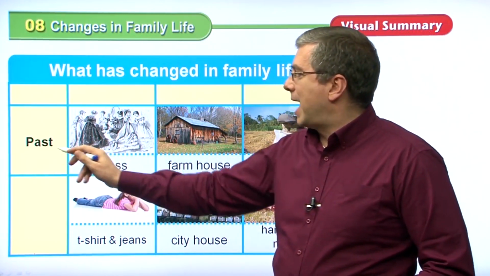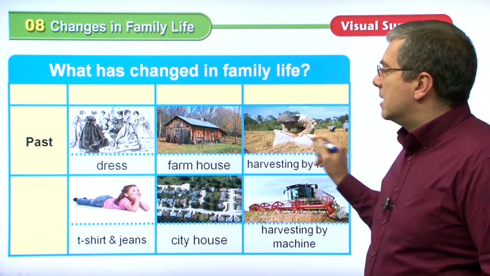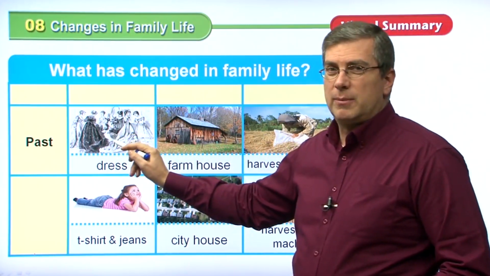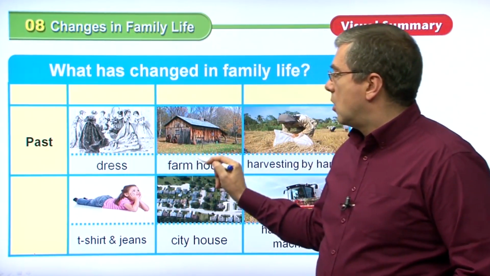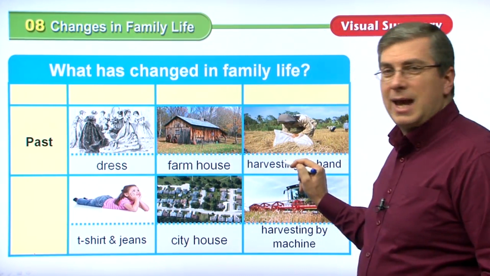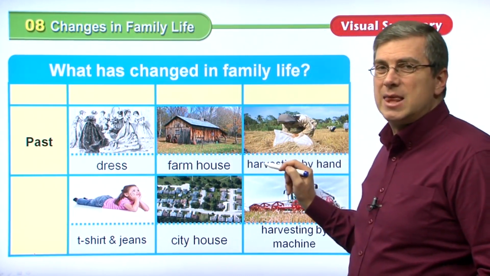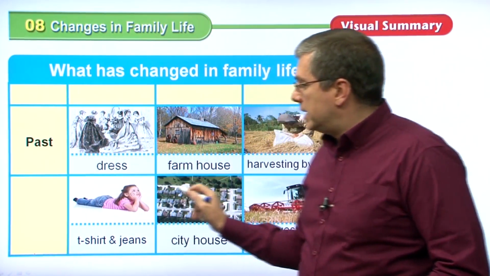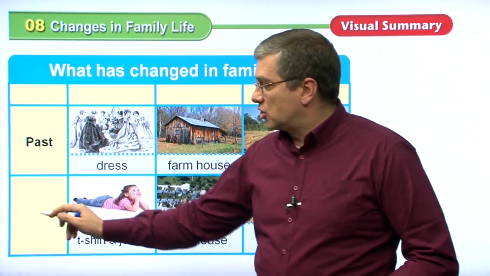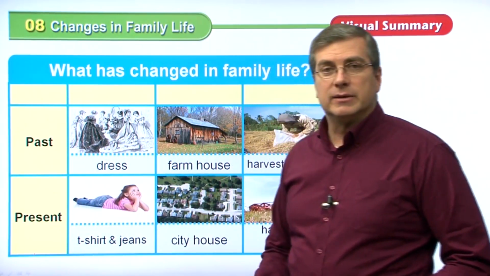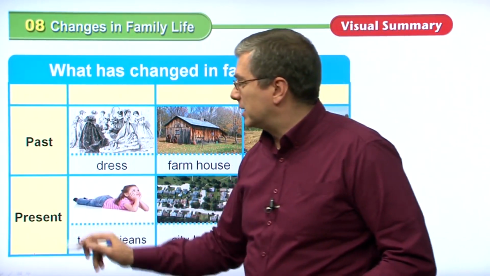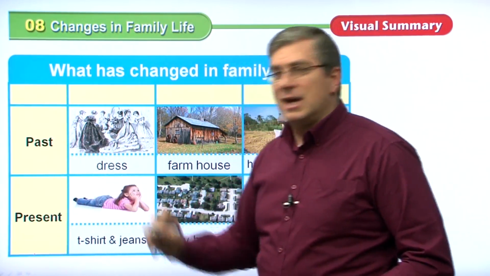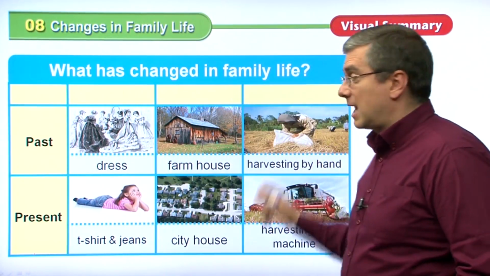We can talk about the past. These are things that are true for the past. How did people dress? Where did they live? And how did they gather their food, or how did they get their food? That's in the past. What do these pictures show? These pictures show, of course, the present, right? So there's a difference between the past and the present in 3 categories.